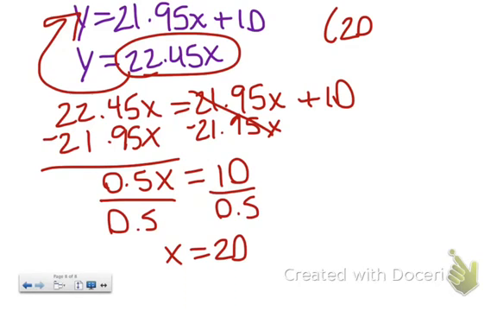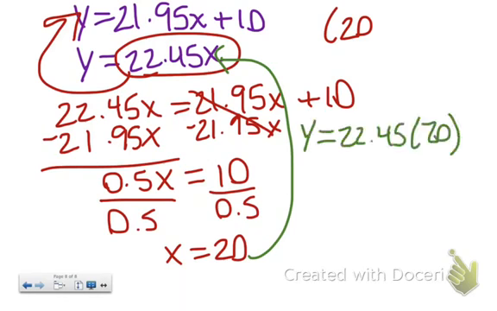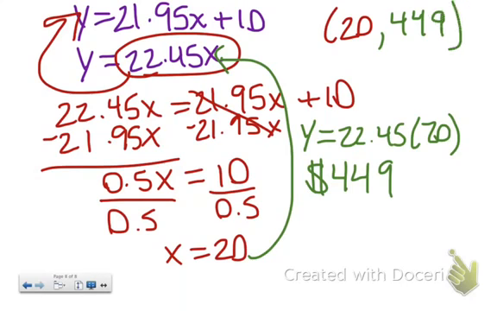So if you plan to run this website longer than 20 months, it's worth your money to go ahead and pay the down payment. But let's figure out what that cost is by plugging x back into our other equation. So x is going to go in there. So my cost, y, is 22.45 times 20 months, which equals $449. So in other words, after 20 months, you will have paid $449 no matter which service you use.